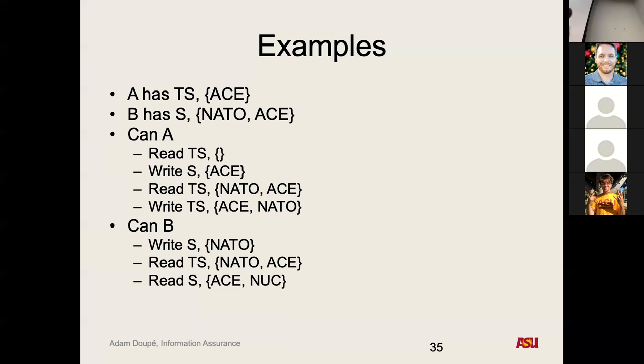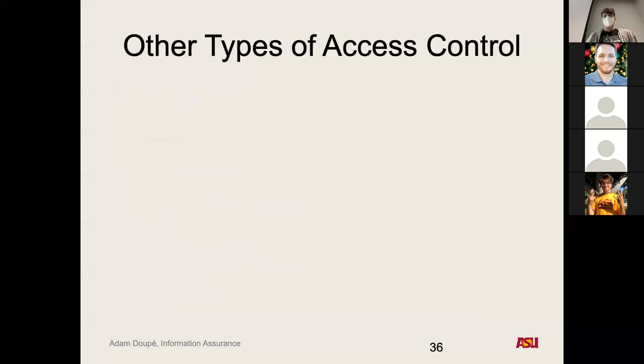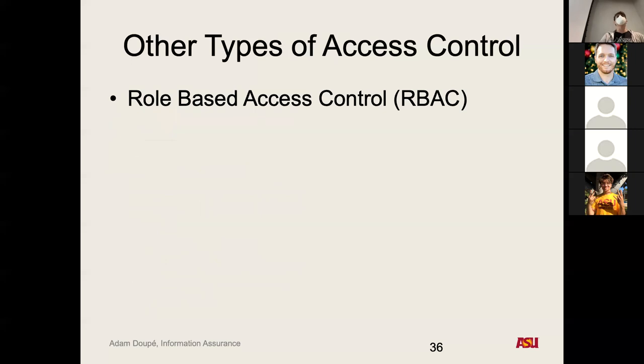What about could B read a document that's secret, but is tagged ACE and NATO, or ACE and nuke? No, because they're trying to access some nuclear information that they're not classified to access. Finally, can they write to an unclassified document that has no categories? No, definitely not. That'd be leaking secret information. Look at that. You don't even need these formulas. You got this.